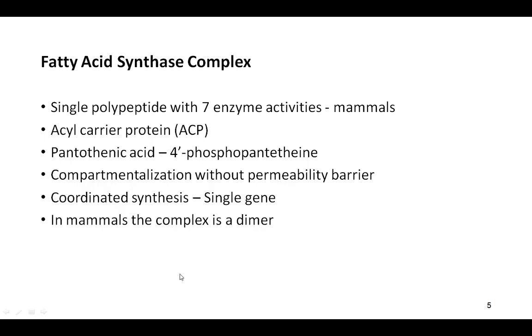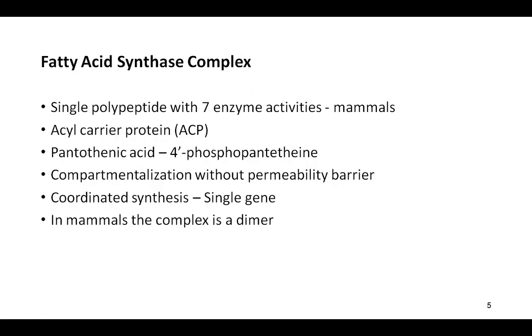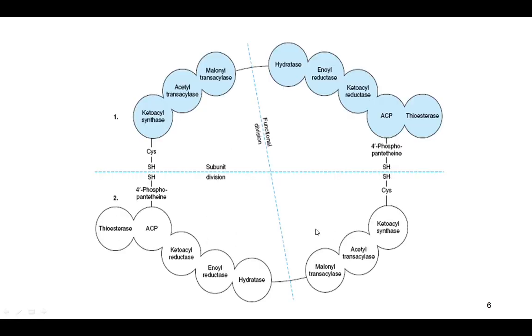Suppose, just as an example, the first step is being catalyzed by this enzyme, so the product of this can easily go and combine with this enzyme, and then the product of this can easily go and combine with that. So the diffusion barrier is not there, still the compartmentalization is there. Coordinated synthesis. From one gene only these 7 enzymes are forming, and in mammals this complex also remains in dimer form. So this you have to go and see again and again.